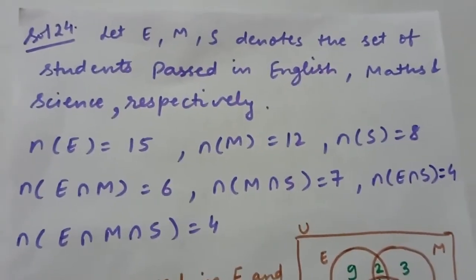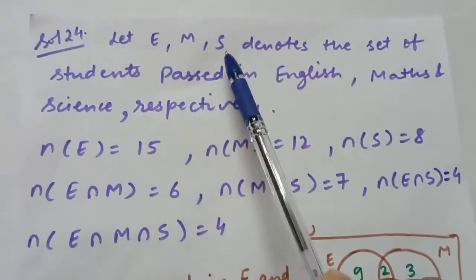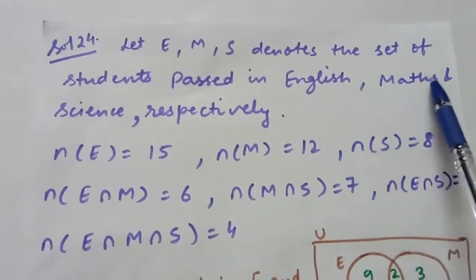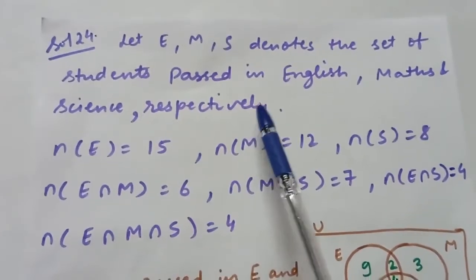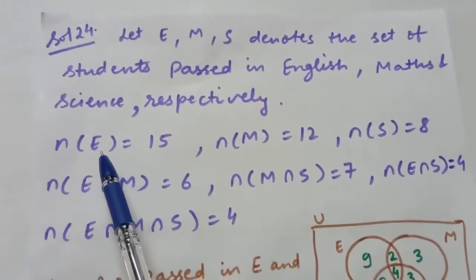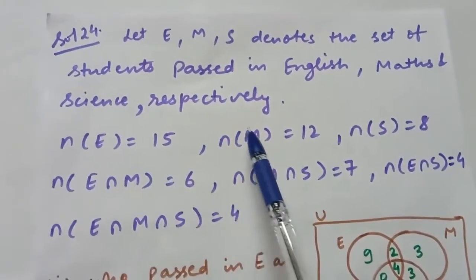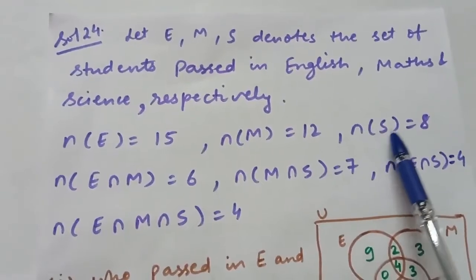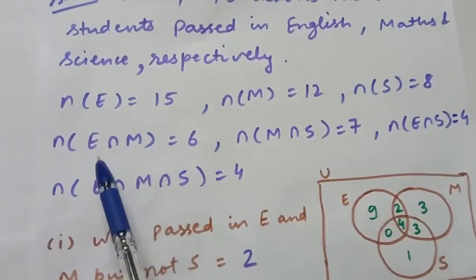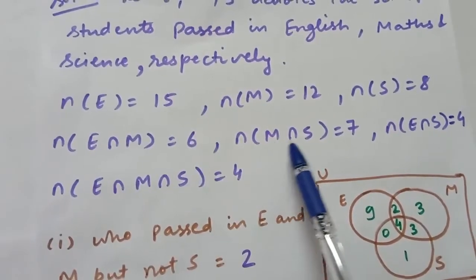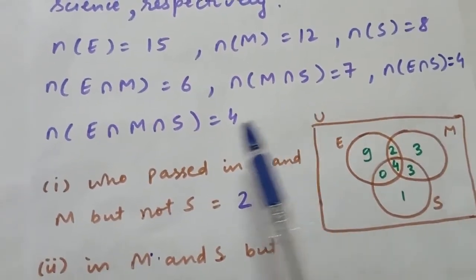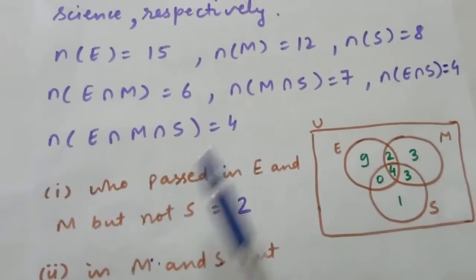Now solution of question 24th. Let E, M, S denote the sets of students who passed in English, Maths and Science respectively. Now this is the information which is given in the question, that number of students studying English is 15, Maths is 12, Science is 8. Intersection, that is number of students studying Maths and English, is 6. Maths and Science is 7. English and Science is 4. And all the 3 subjects is also 4.